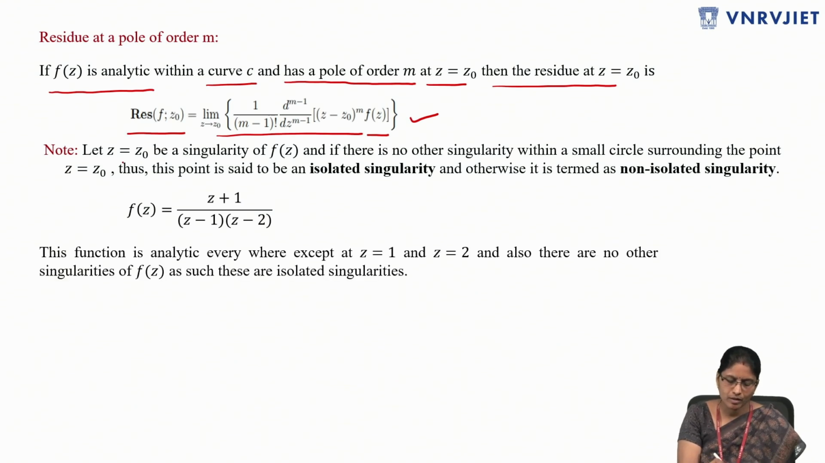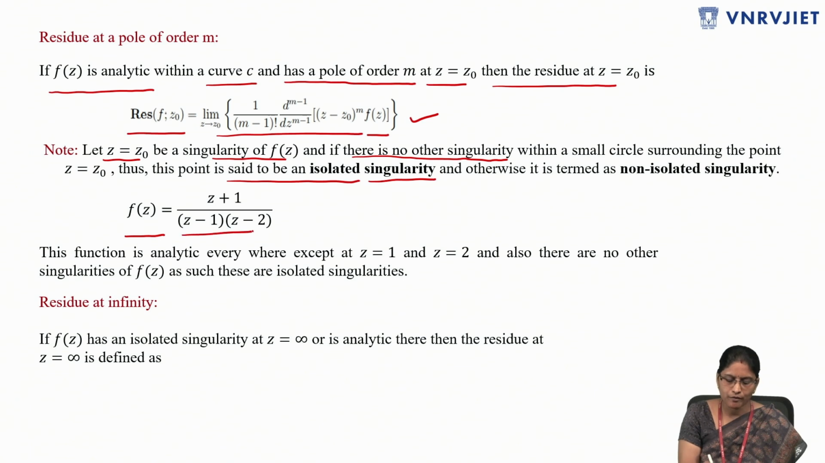Next, let the point z is equal to z naught be a singularity of a function f of z. If there are no other singular points within a small circle surrounding the point z is equal to z naught, then this point is said to be an isolated singularity point. Otherwise, we term it a non-isolated singular point.